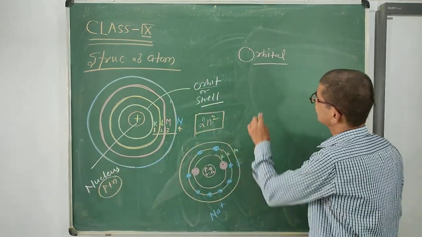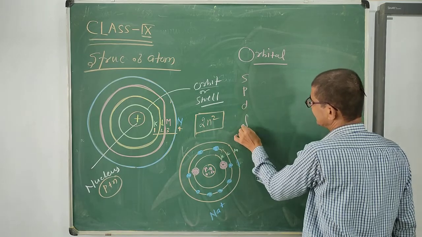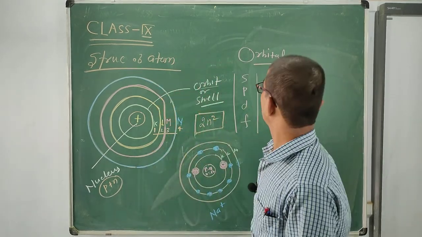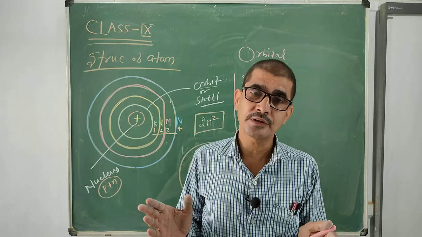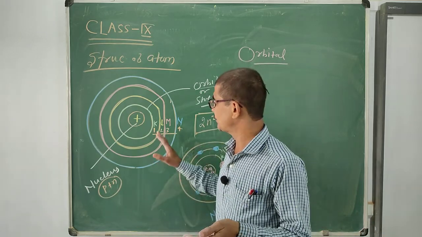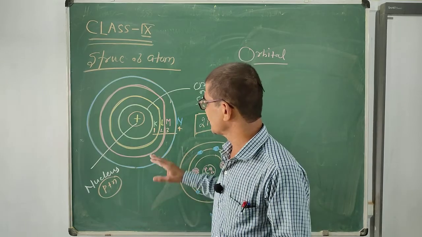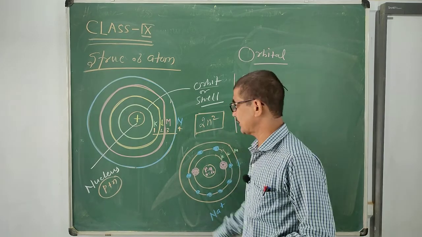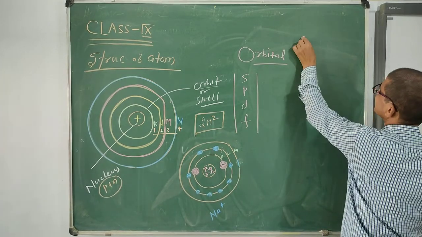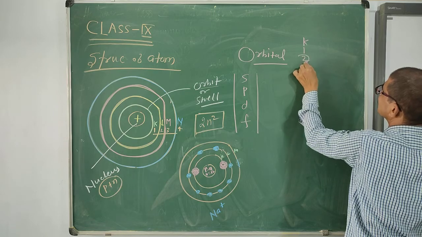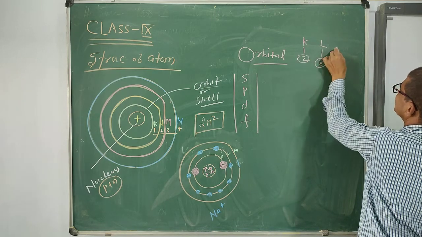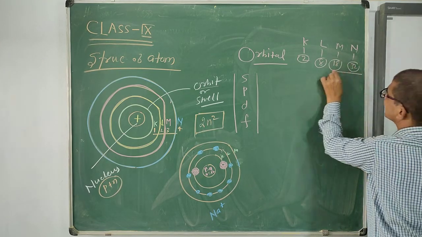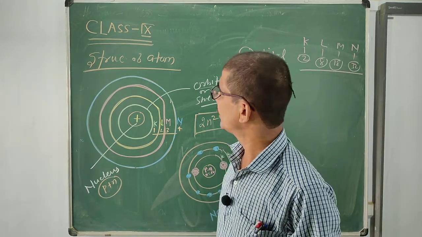There are 4 orbitals: S, P, D, and F. I repeat the definition again. Orbital is the space around the nucleus where the possibility of finding an electron is maximum. An orbit is broken down into orbitals. So there are 4 orbitals: S, P, D, F. You know the maximum electrons present in the K shell is 2, the L shell is 8, the M shell is 18, and the N shell is 32. These are the maximum electrons present in an orbit.